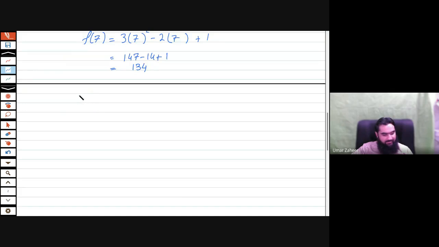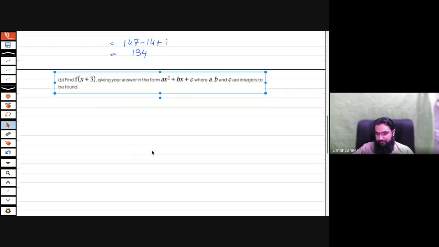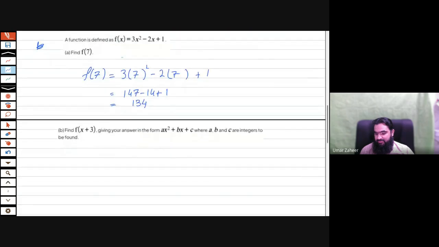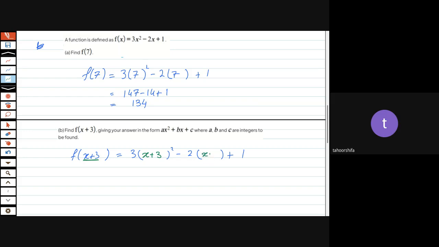Okay, let's take another one. Look at here, we have the function f of x, and we have to find f of x plus 3. The function is given, you have to find f of x plus 3, giving your answer in the form of ax squared plus bx plus c. So the f function is 3x squared minus 2x plus 1, and at the place of x, what will we substitute? x plus 3.